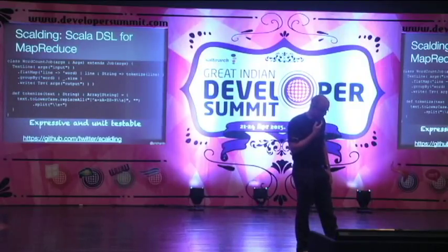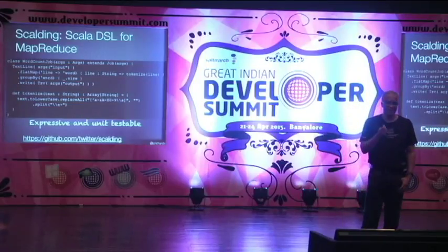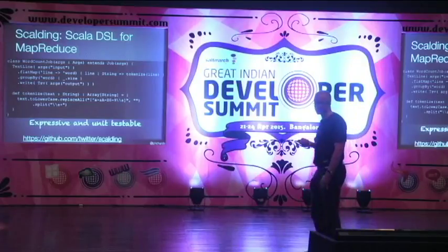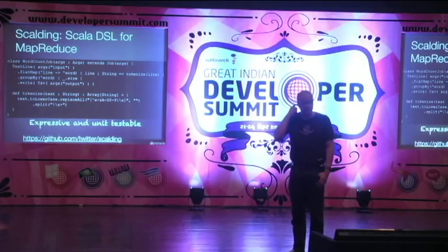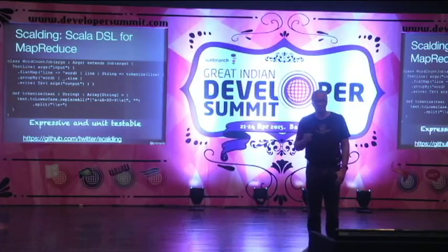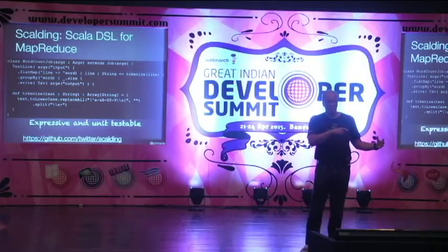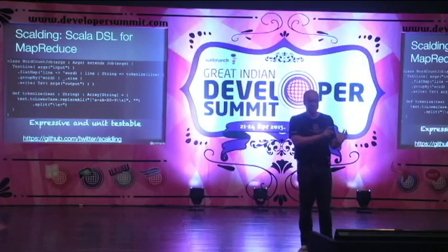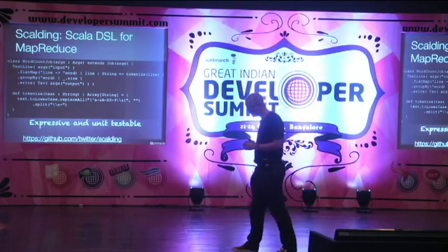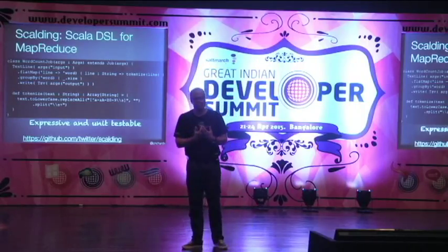There are some technologies around that try and make it a little easier. So, for example, here's an example of Scalding, which is a Scala DSL for writing MapReduce jobs. And if you look at it, it's not that different from the Scala code that I described earlier. So that's quite good. It's nice and expressive, and it's also unit testable as well. So at some level, it actually improves the development experience.